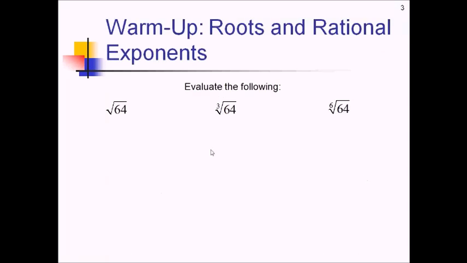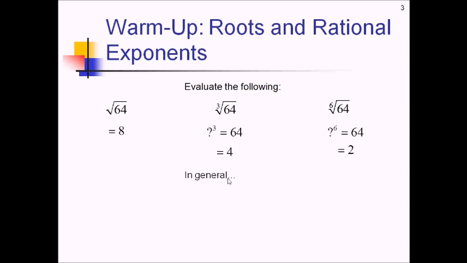For your warm-up, see if you can evaluate the following. Pause the video and try it. First one, square root of 64. That's what I have to square to get 64. That would be 8. This next one is what I have to raise to the third power to get 64. That would be 4. And this last one, the sixth root of 64, that's what I have to raise to the sixth power to get 64. And that's going to be 2.